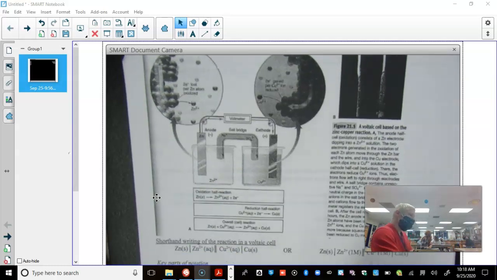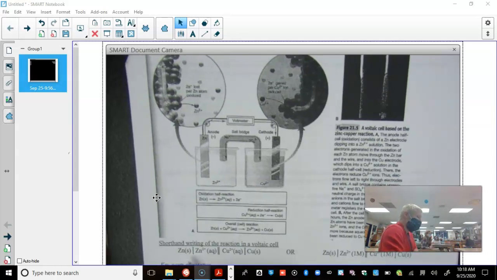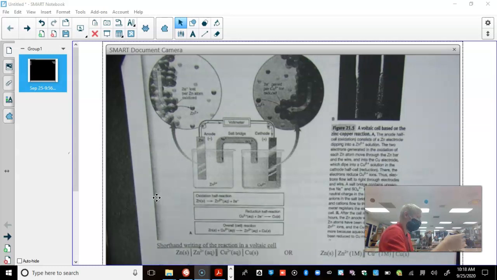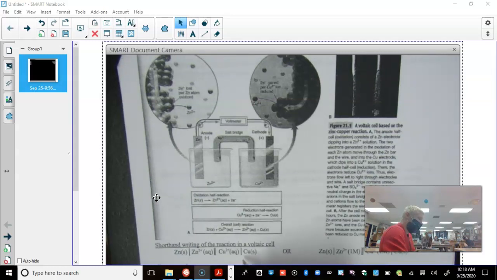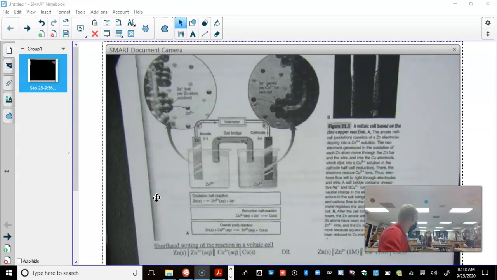Oh yeah, one more thing. Shorthand writing of the reaction in a voltaic cell. So you've got zinc solid and zinc 2 plus. You have to separate what's happening within the oxidation half reaction cell with a line, and then you have the other cell. You separate the two entities that are being reduced or oxidized with a line, and then you separate the two half reactions with a double line. And you always have your electrodes on either end. So yeah, electrodes have to be on either end.